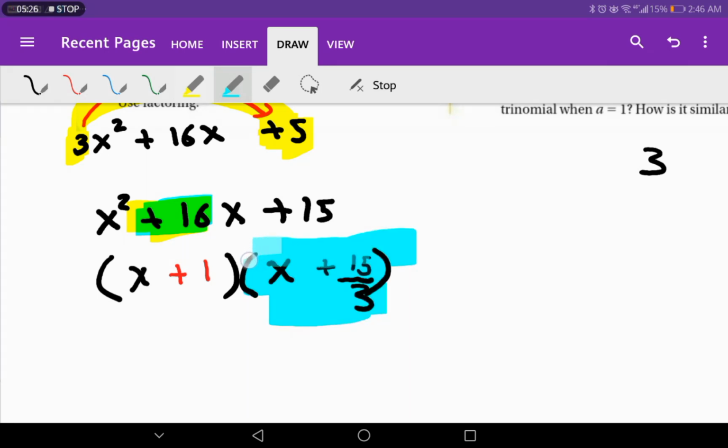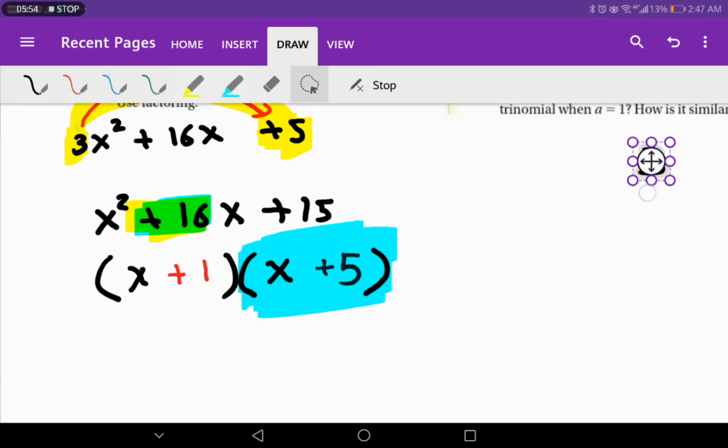15 divided by 3 is 5. So erase this and write 5. Again, erase this and write 5. And the second 3, actually we are done with this, the width or the length here. I take this 3 and put it here as the coefficient of the x. So we are done.